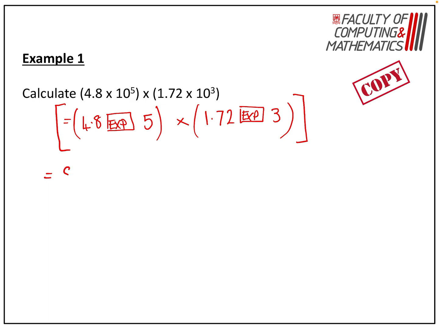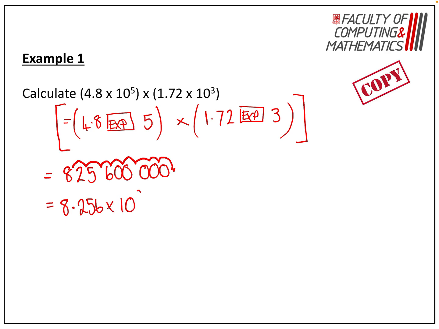I get 825600000. As I said previously though, we would be expecting this answer to be given in scientific notation. So you then have to recall that work that we were doing previously and jump over, imagining your decimal point on the end. We would jump over 1, 2, 3, 4, 5, 6, 7, 8 places to get 8.256 times 10 to the power of 8.